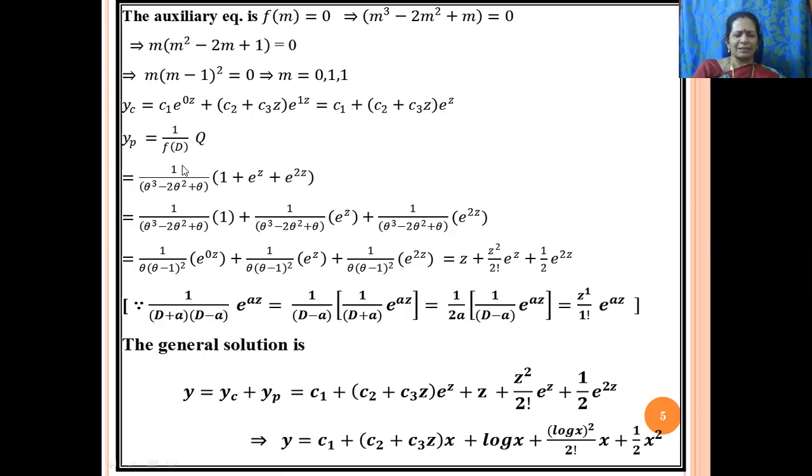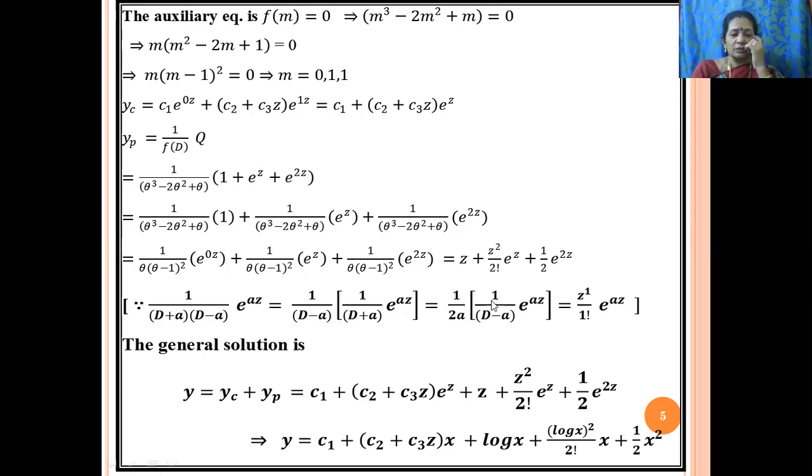Now coming to the particular integral, yp can be written as 1 by f of d into q. Already in the last slide, we have discussed the q. And f of d in the form of theta, we got in the last slide: theta cube minus 2 theta square plus theta. Now distribute this function to each term, into 1 into e power z into e power 2z. Now 1 can be written as e power 0z, and this is as it is.